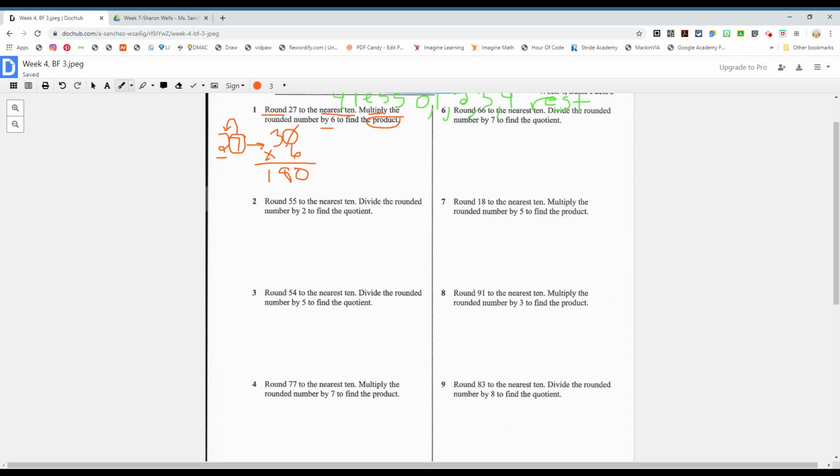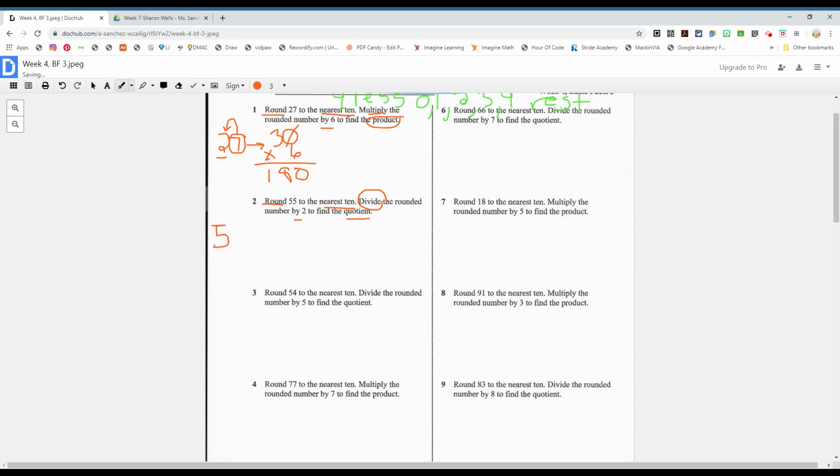I'm going to do a couple more. I'll help you with number 2. We're still rounding, boys and girls. Round the 55 to the nearest 10, but now we're going to divide by 2 to find the quotient. Remember, boys and girls, the quotient is your answer when you divide. But let's round first to the nearest 10.